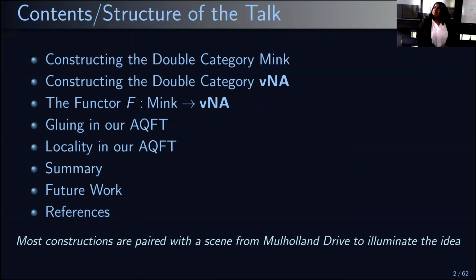Anyway, so an algebraic quantum field theory can be represented as a functor. So what I'm going to start doing is to first define the source category for this functor, which is going to be the double category of Minkowski spaces, and the target category for the functor, which is going to be the double category of von Neumann algebras.